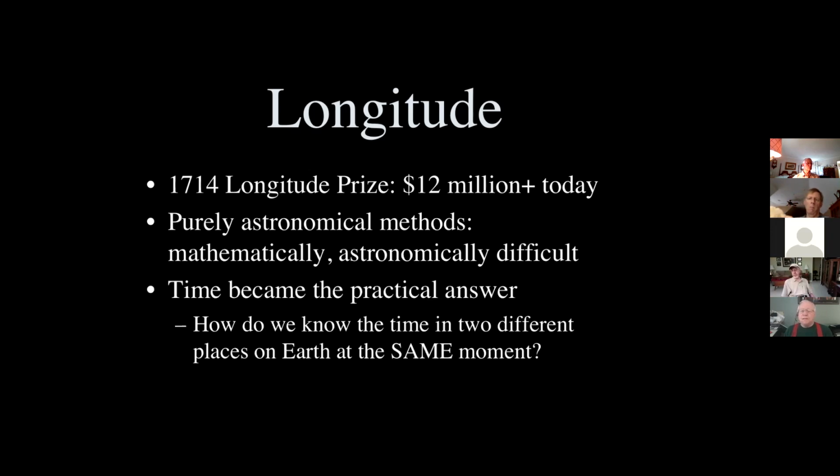So time became the practical answer. How do we measure time? And the question became, how do we know the time in two different places on Earth at the same moment? And by the way, I mentioned up above, the 20,000 pounds that Parliament was offering was the equivalent of about $12 million today. So there were a lot of people trying to work on this.